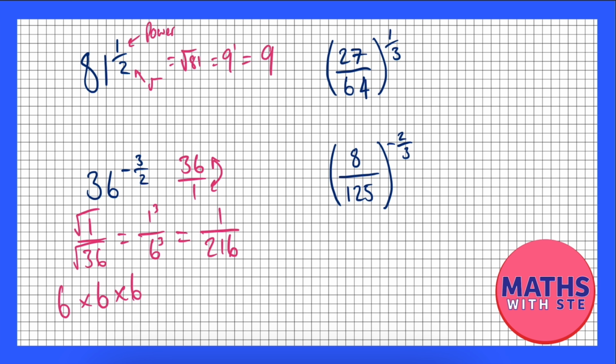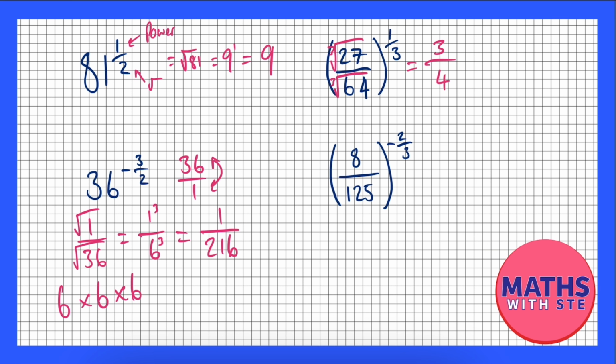Right, okay, let's go on to the next one. Now we've got fractions that we're doing to powers. What on earth? It's the same thing though, really. So you've got 27 over 64, right? All you need to do is cube root that. So I'm going to cube root it and cube root that. Right, okay. So the cube root of 27 is 3. And the cube root of 64 is 4.